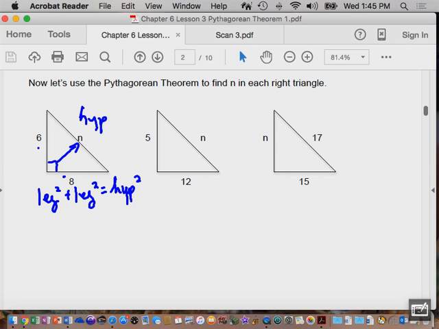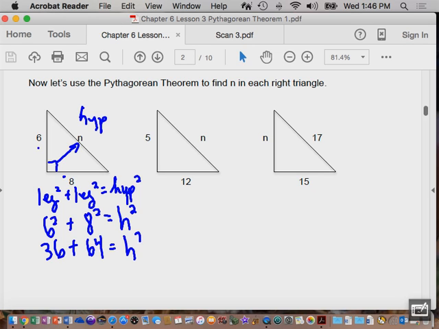Those are the legs. So I'm going to put a 6 in place of one of the legs, and what am I going to put in place of the other leg? 8. And then I'm just going to use an h squared. What do you think h stands for? Hypotenuse. Very good. Okay. What is 6 squared? It means 6 times 6, right? 36. Good. Now, what is 8 squared? 64. Very good. 8 times 8 is 64.